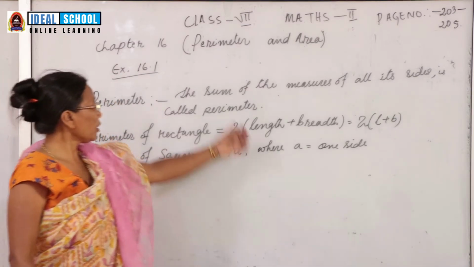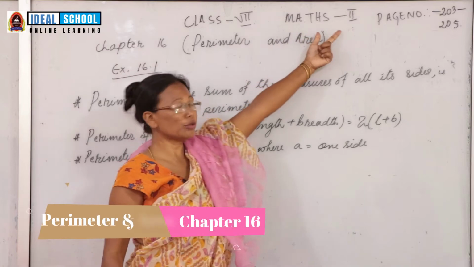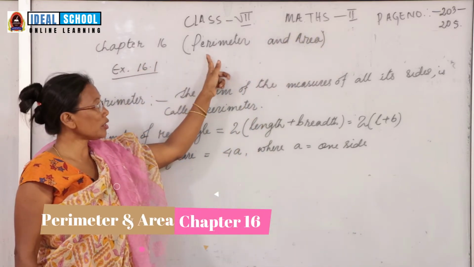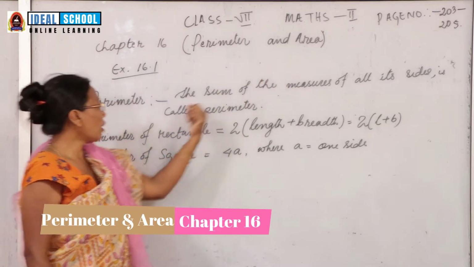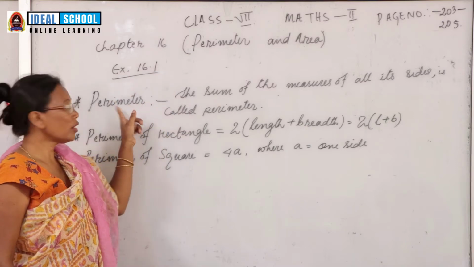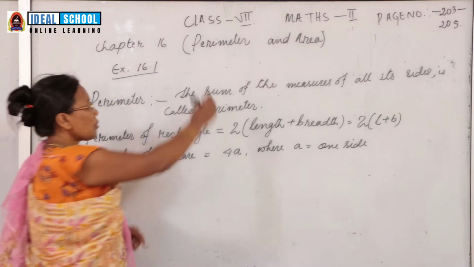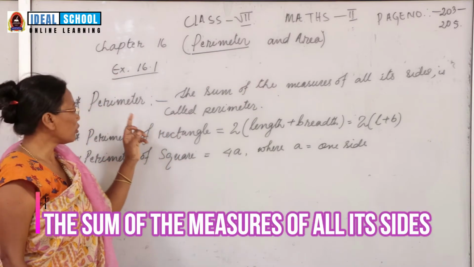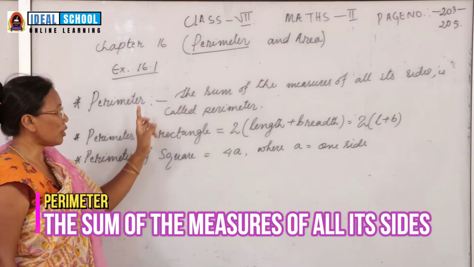Today our subject is Maths 2, chapter 16, and the topic is perimeter and area. Now let's see Exercise 16.1. Let's see what the perimeter is. It is mentioned about the perimeter. Firstly, we are going to discuss this perimeter. Now let's see what a perimeter is.